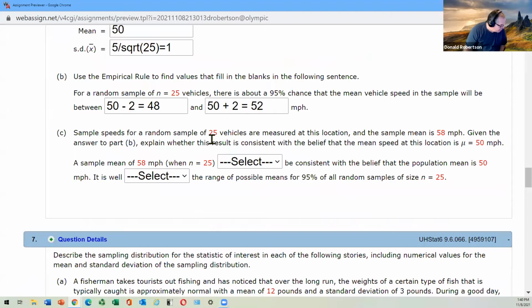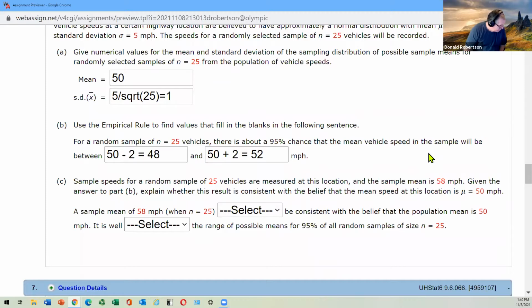So sample speeds for a random sample are measured at this location. Here's the numbers. Only our sample ended up being 58. That is not good news. Would you agree that 58 is way outside that range? Isn't 58 a lot higher than that range? So we have a problem here. This sample mean would not be consistent with this population value because it's well outside the possible range.